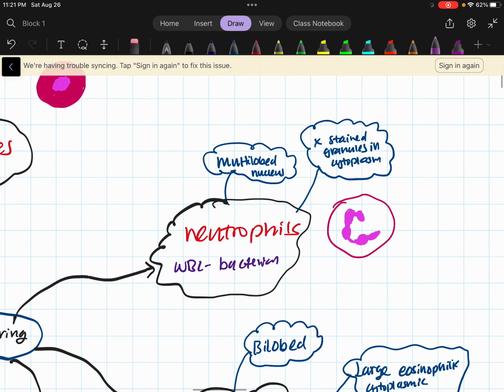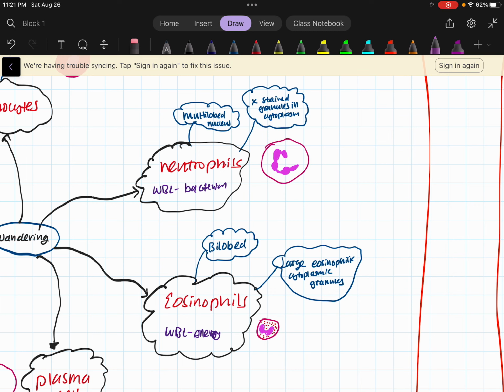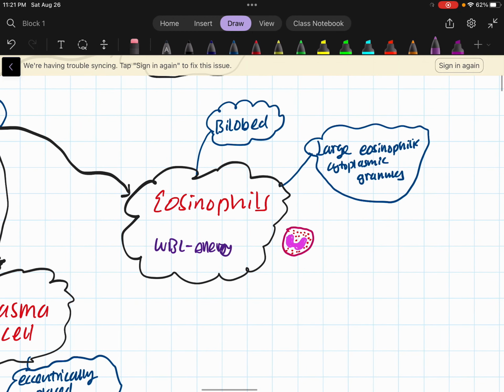Next up would be neutrophil. When we talk about neutrophil, it's very easily comparable to the eosinophil, and one of the stark differences in function between these two is that neutrophil defends against bacteria, whereas eosinophil defends against parasites. Based on the appearance of the neutrophil, you can see its multi-lobed nucleus, and it has no stained granules in the cytoplasm. As for the eosinophil, it's bilobed, which means it has two lobes in the nucleus, and then you have the large eosinophilic cytoplasmic granules that you can find in the eosinophils.